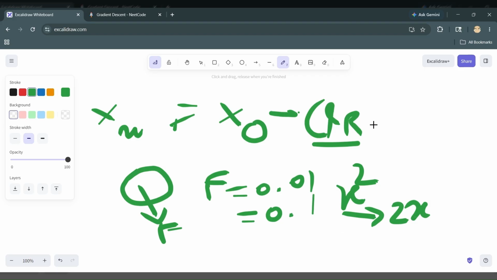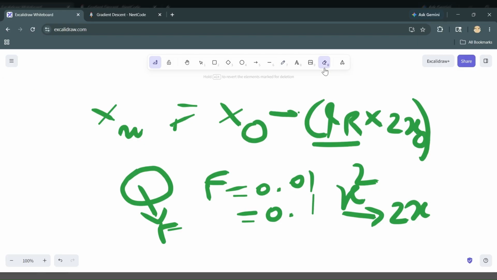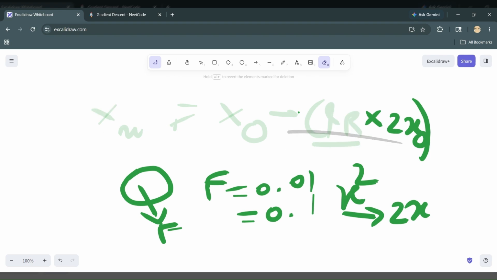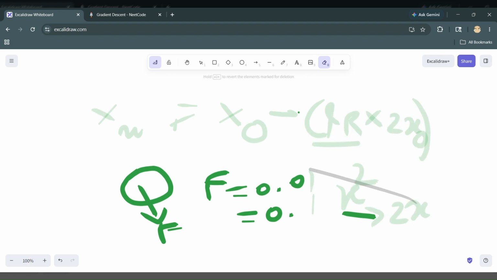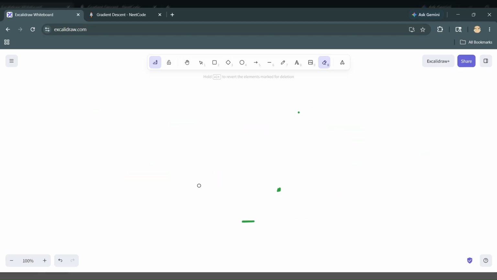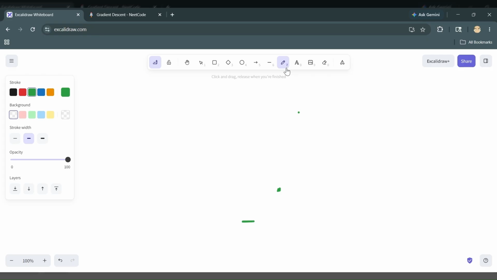So we are going to multiply this with 2x, and that should be the old value. So that will be 2x0. So using this, we can find the global minimum. And one thing to remember, going downwards isn't like we are doing something wrong. We are finding a way to make fewer mistakes.